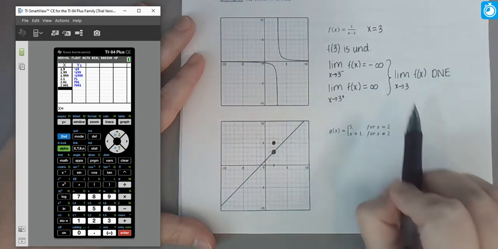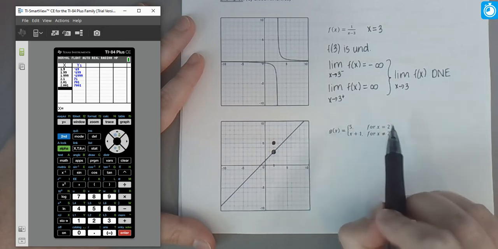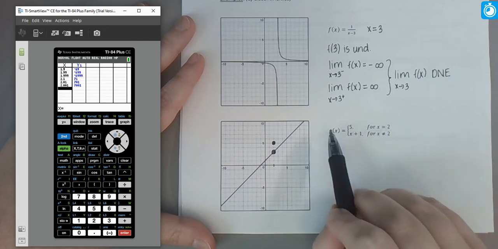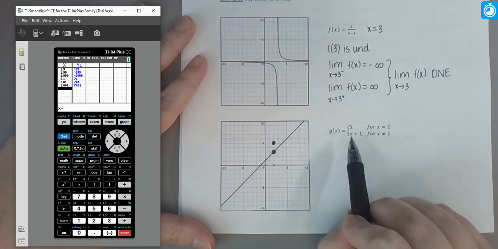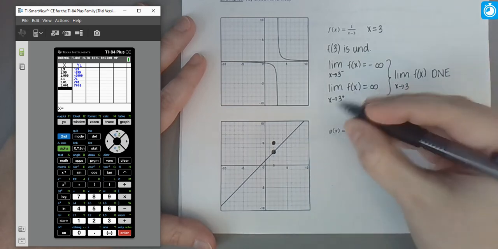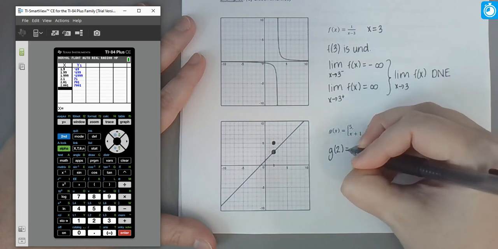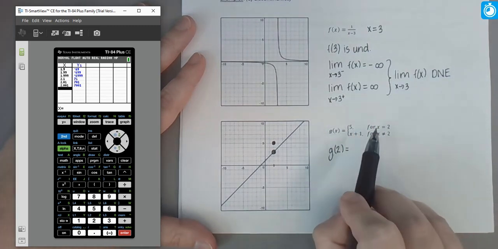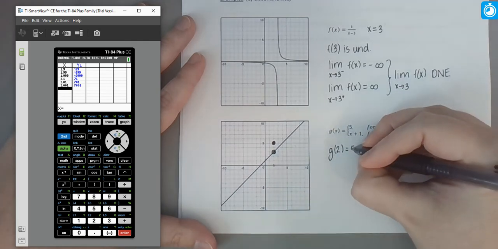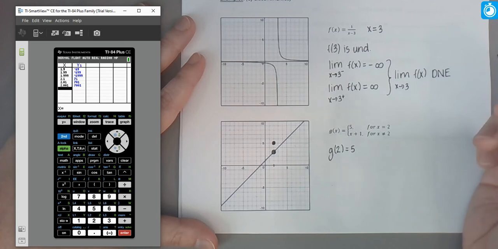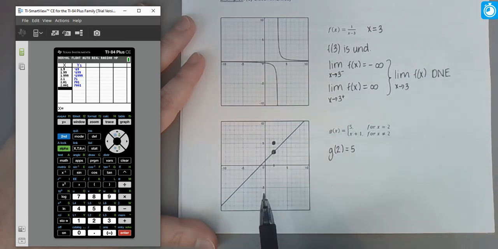Number one, notice this is a piecewise function, and x equals 2 is the location where we change from one rule to another. So if x is 2, we're following the first rule, and then for any other x value not equal to 2, we're following the other rule. So what can we say about g of 2? Well, when we're subbing in a 2, this rule tells us that the output is going to be 5. Okay? So the function is defined at the discontinuity.